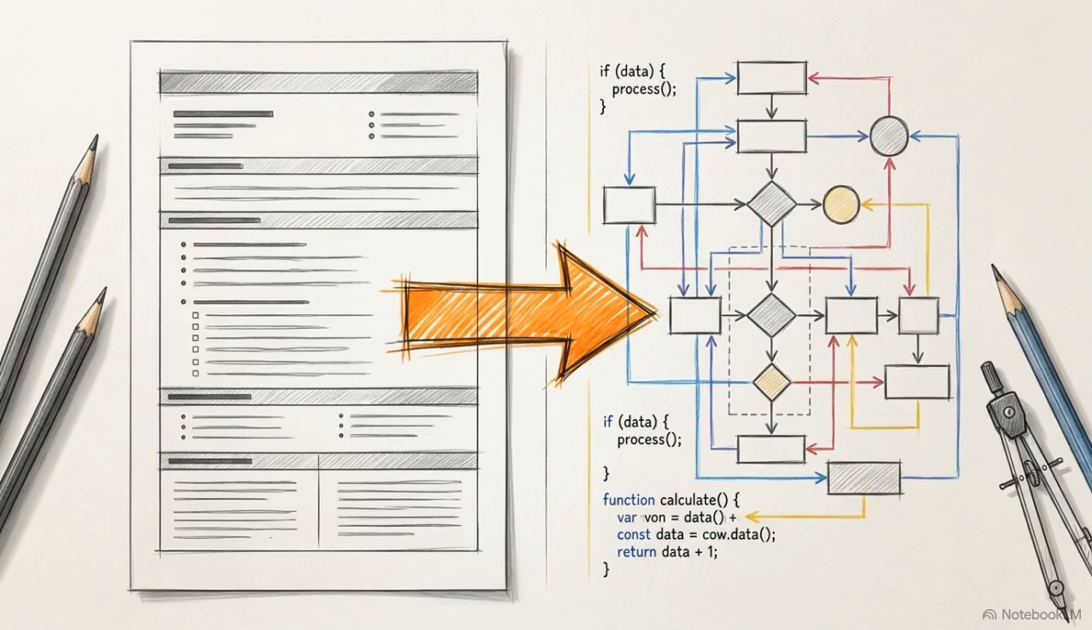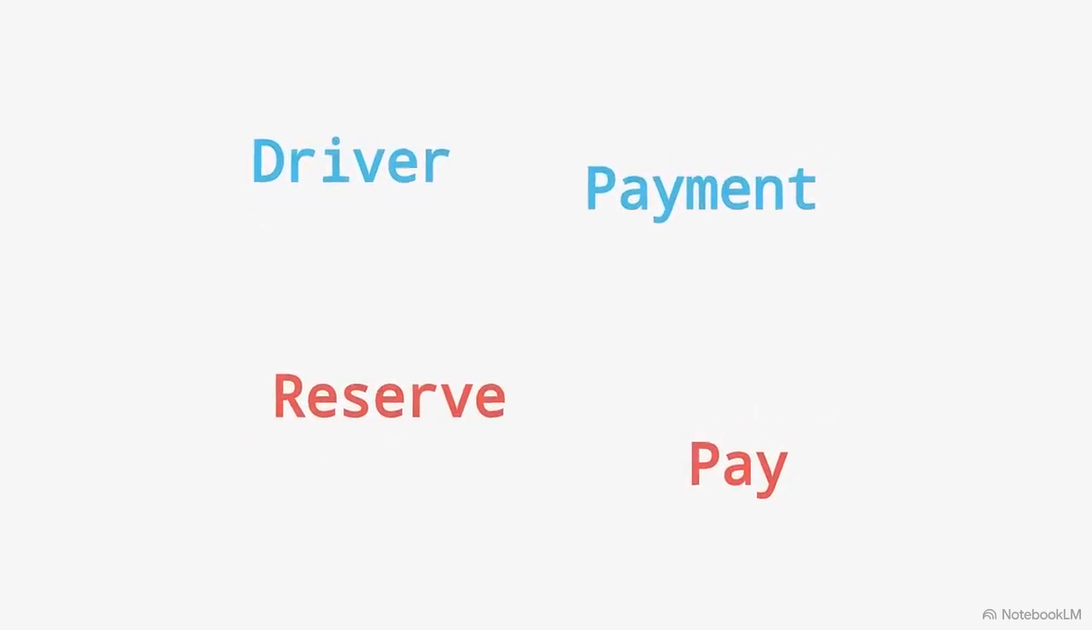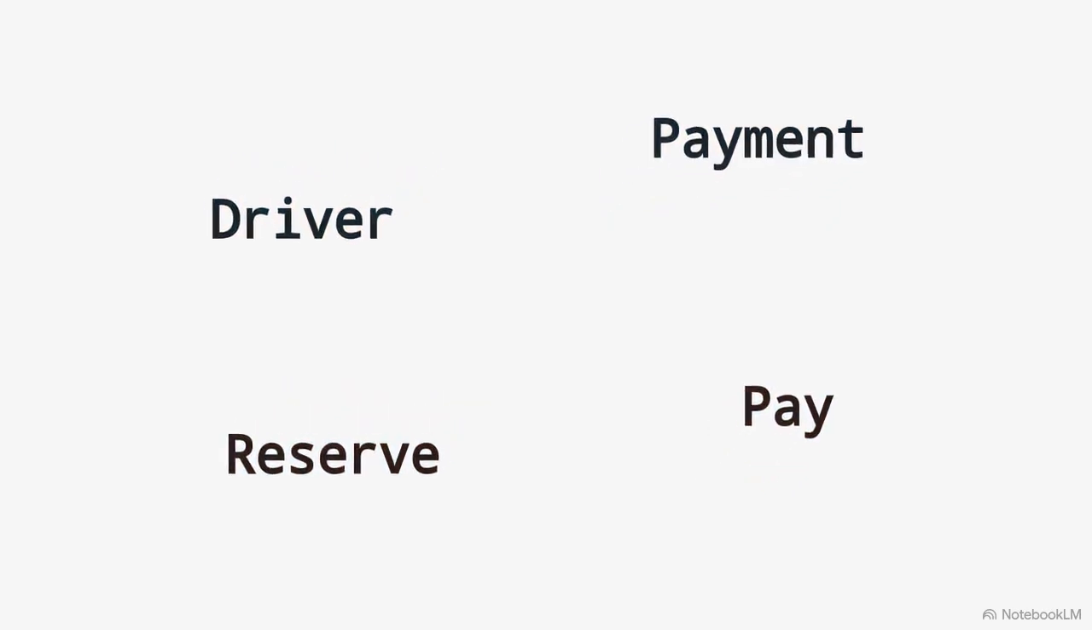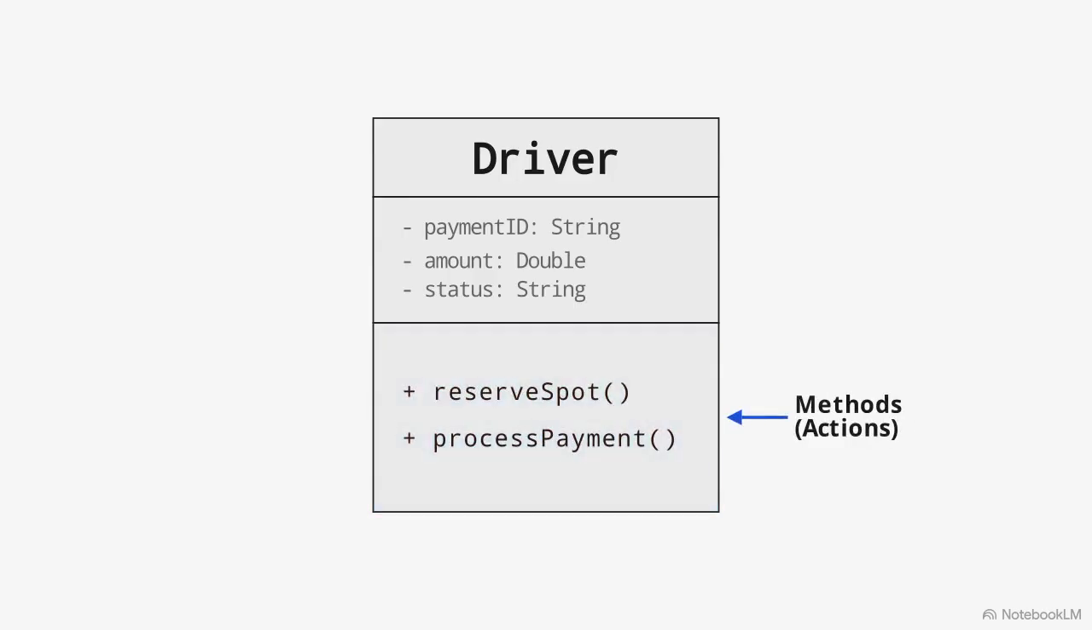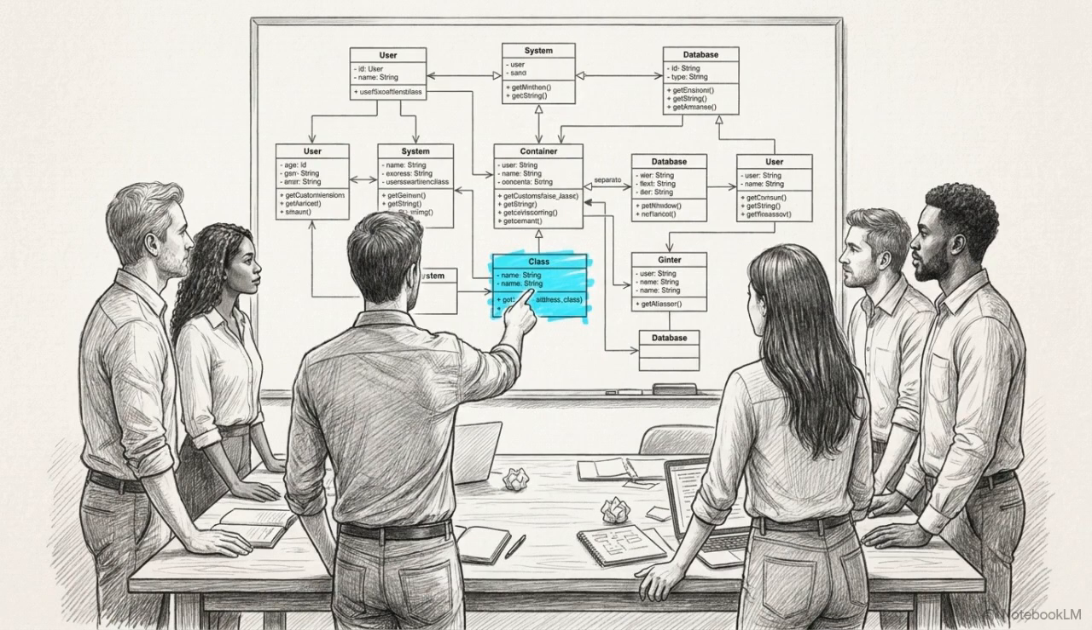Translating human-readable requirements into a technical blueprint is a primary engineering challenge. Engineers use UML class diagrams as the structural blueprint for object-oriented systems. Nouns like driver or payment become classes, with data attributes defined at the top. Verbs like reserve or pay become methods at the bottom, defining the specific actions those classes perform. This modeling phase ensures that the entire development team is building from a shared, documented logic before the first line of code is written.